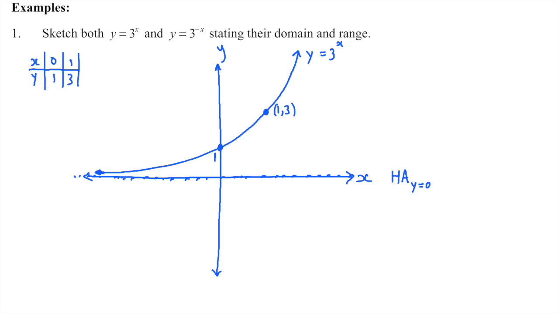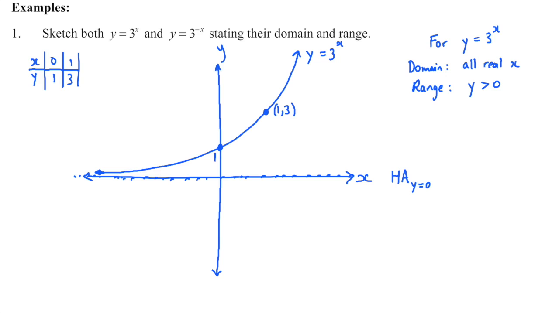So for y equals 3 to the power of x, the domain is all real x because it goes to the left and right forever, and the range will be y values must be greater than 0. They can't be 0 because the x-axis is an asymptote.